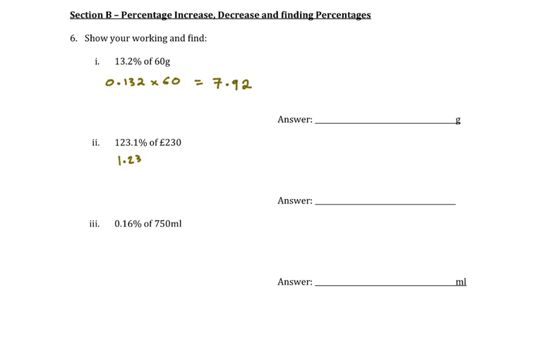In the next one, 123.1% is 1.231 as a decimal. Of means multiply. Times 230. Do this in our calculator. We get 283.13. Okay, next one, 0.16% as a decimal is 0.0016. Of means multiply. And so we do the multiplication in our calculator and we get 1.2 millilitres. Okay, very nice. So that's finding percentages.